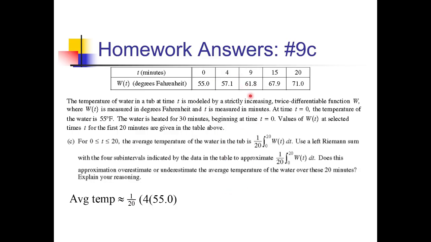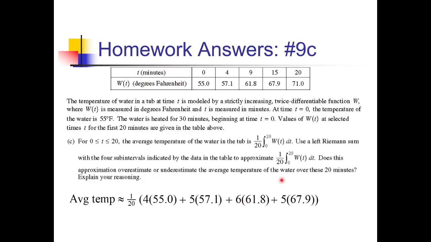All right, so for my next rectangle, from 4 to 9, that's a distance of 5 times the left part of it, 57.1. Next, from 9 to 15, we've got a base of 6 times the left height of 61.8. And then finally, for our last interval, this is a base of 5 times the left height of 67.9. Now, you don't have to simplify this. You could leave this the way it is and just stick the units on there. Since this is an average, it is going to be degrees Fahrenheit.